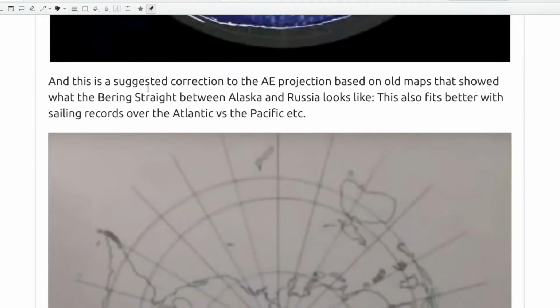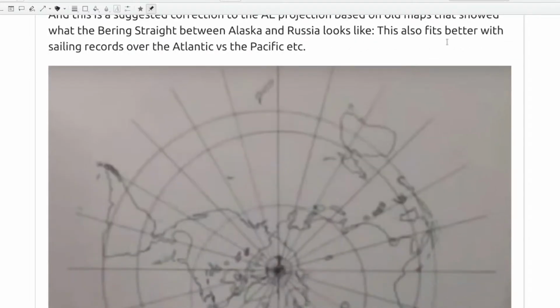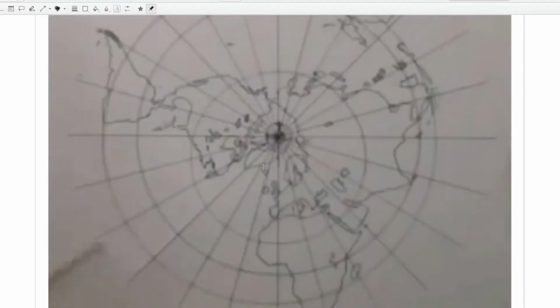And this is a suggested correction to the AE projection based on old maps that showed what the Bering Strait between Alaska and Russia looks like. This also fits better with sailing records over the Atlantic versus the Pacific, etc.